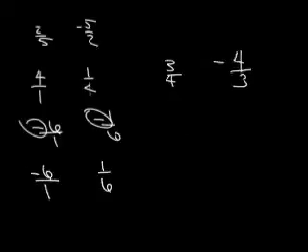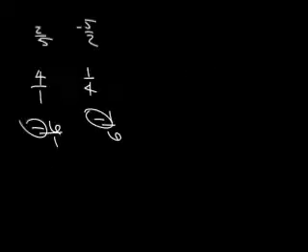Alright, let's look at perpendicular lines. Perpendicular lines are lines that cross each other at right angles or 90-degree angles. They cross each other at one point, and if one angle is 90, then all four of these angles are going to be 90 degrees.